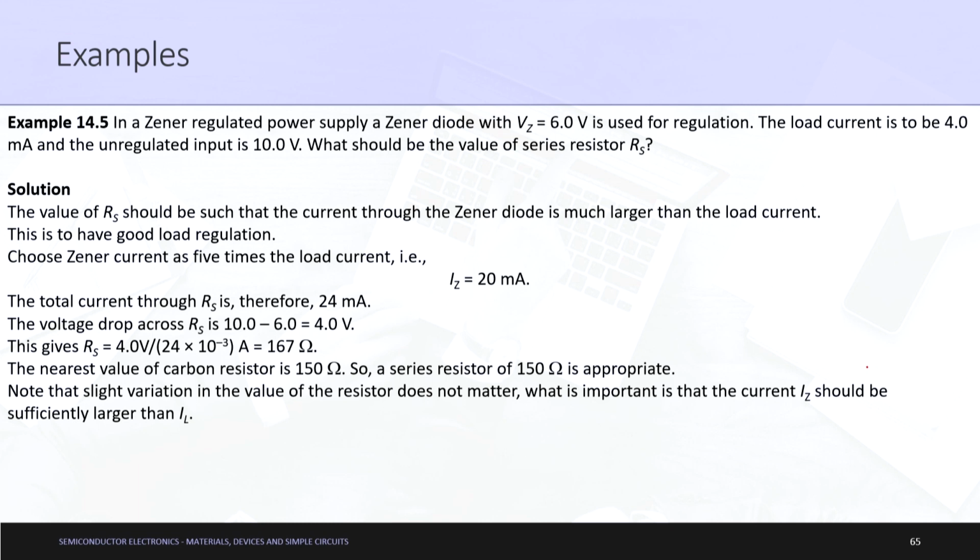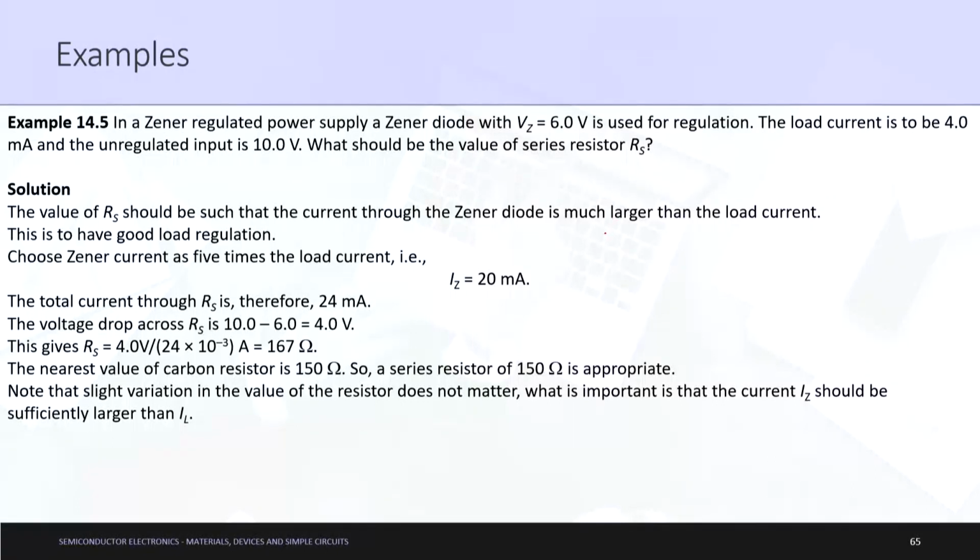We understood first of all the Zener diode, we understood the VI characteristics of the Zener diode, and finally, we understood how the Zener diode can be implemented as a voltage regulator. Okay. So, that being said, let us now understand the example regarding these Zener diodes. You can see here example 14.5. So, example 14.5 says that in a Zener regulated power supply, a Zener diode with Vz equal to 6 volts is used for regulation. Fine. The load current is given as 4 milliampere.